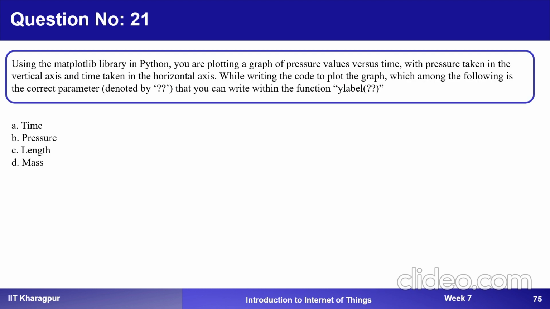Next question is, using the library in Python, you are plotting a graph of pressure values versus time, with pressure taken in the vertical axis and time taken in the horizontal axis. While writing the code to plot the graph, which among the following is the correct parameter denoted by the question mark that you can write within the ylabel brackets? Options are time, pressure, length, mass. Pressure. Okay, anyone else? Yes, pressure is correct because the vertical axis is pressure and ylabel denotes the vertical axis. So the correct option is pressure.